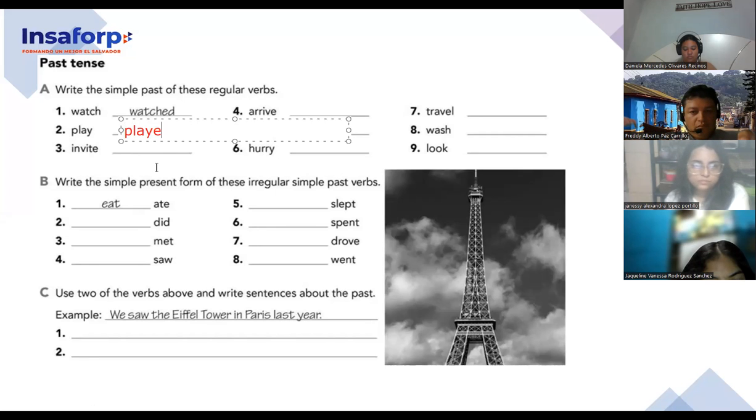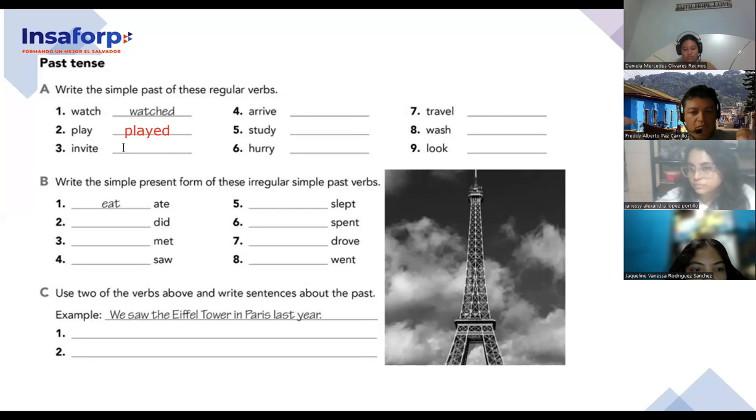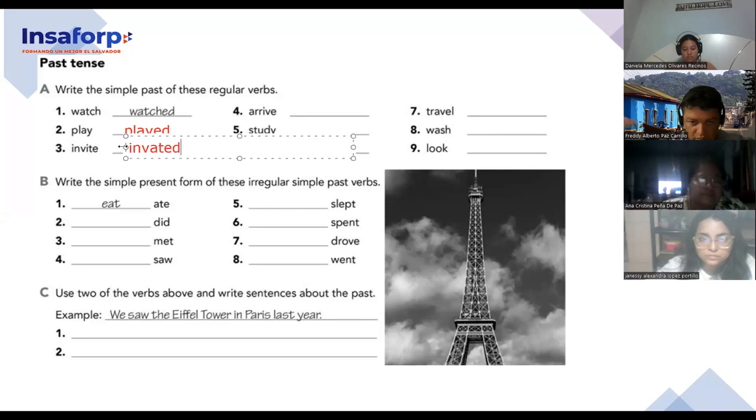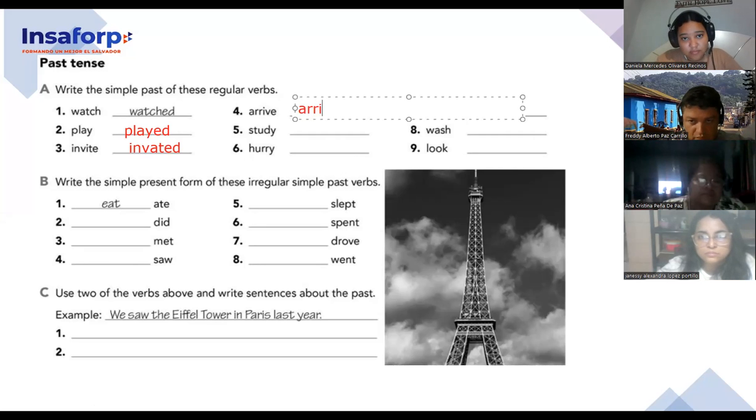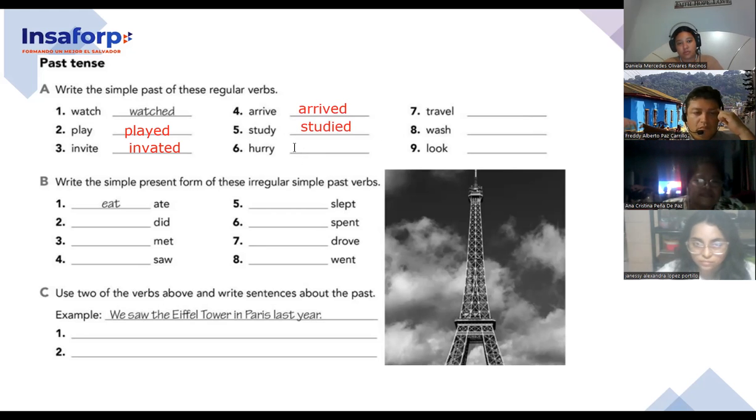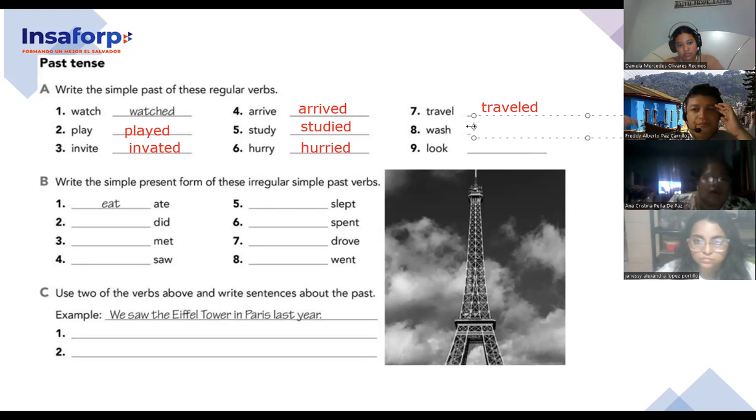What is the other one? Invite. Invited. Exactly. Very good. What about arrive? Arrived. Very good. Study. Studied. Very good. Hurry. Hurried. Very good. What about travel? Traveled. Very good. Washed. Very good.